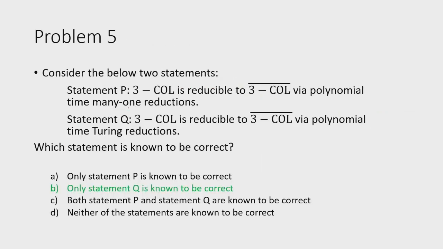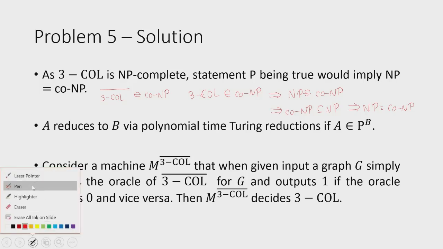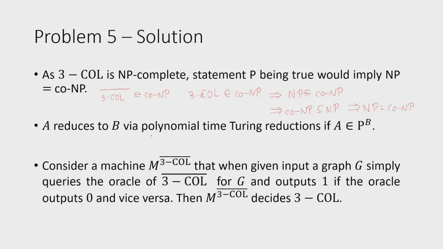So that leaves us with statement Q. 3-colorability is reducible to the complement of 3-colorability via polynomial time Turing reductions. Here Turing is the key word. So what do we mean when we say that A reduces to B via polynomial time Turing reduction? It means that A is in P^B. That is, there exists a deterministic polynomial time Turing machine M such that M^B decides A, right?